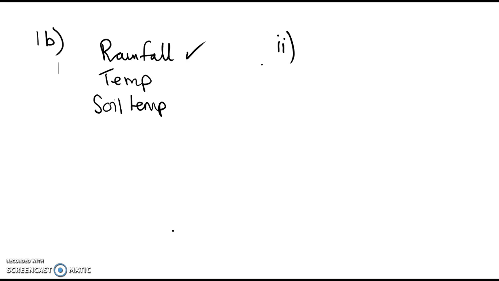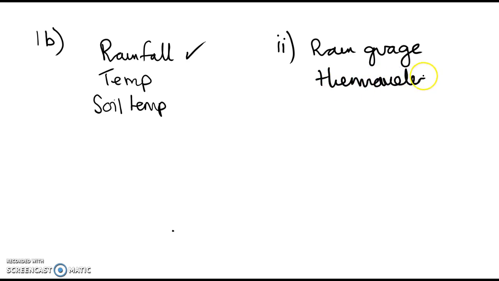So first of all, let's identify the instrument. So for rainfall, I would use a rain gauge. For any kind of temperature, I would use a thermometer. Okay, notice it's for 2 marks. So now I need to make sure, if I'm going to do this accurately, perhaps it needs to be reliable. So take repeated measures in different areas of my site.